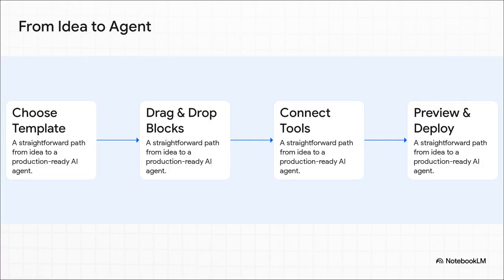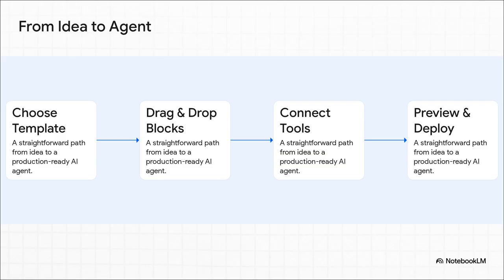And building an agent is basically a four-step dance. First, you pick a template so you're not staring at a blank screen. Then, the fun part, you drag and drop all the functional blocks you need onto the canvas. After that, you connect it to any other tools or data you're using. And finally, you give it a test run in a preview mode before you unleash it on the world.